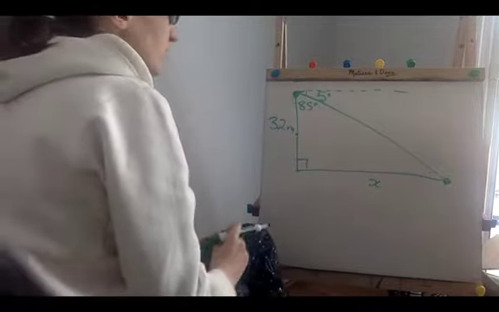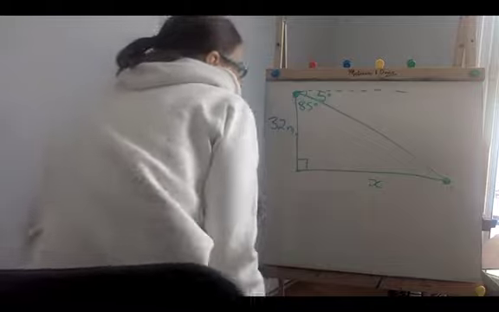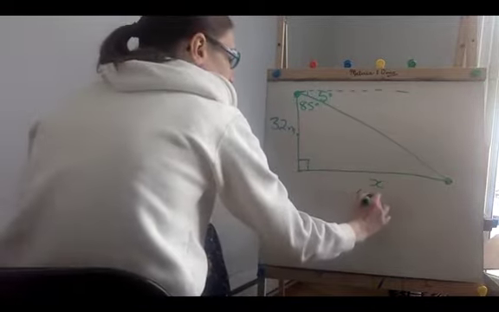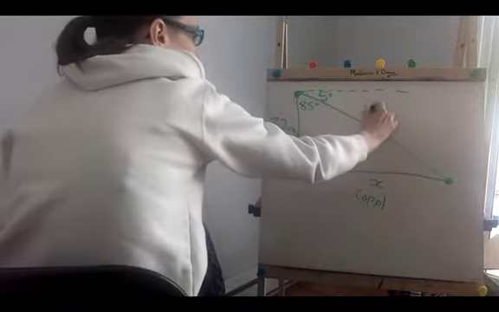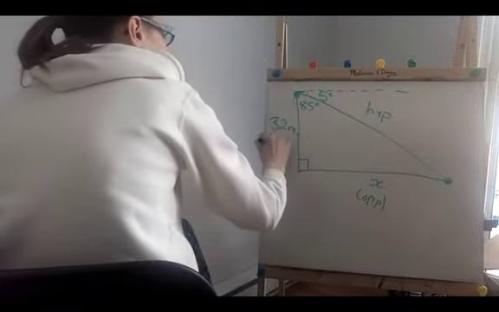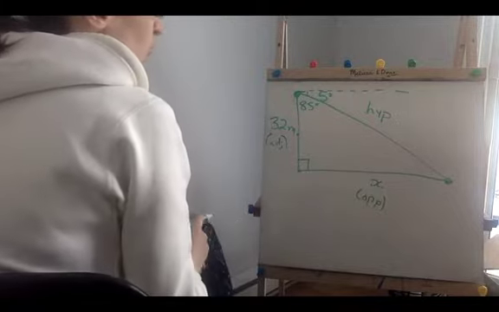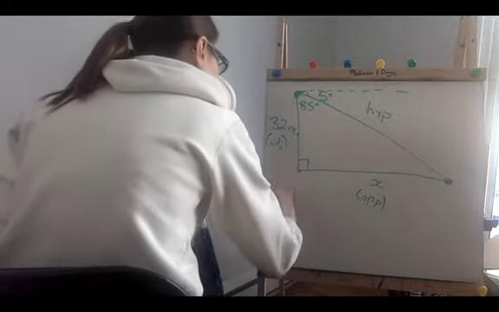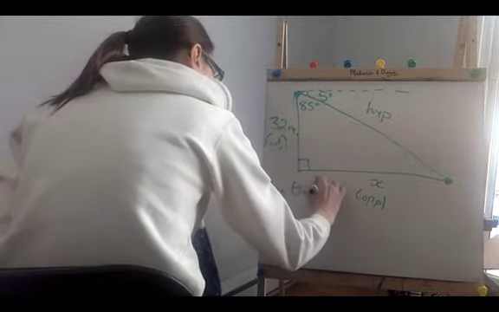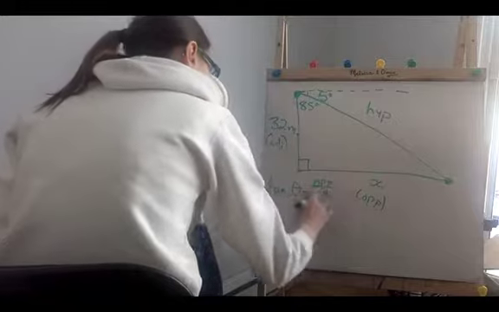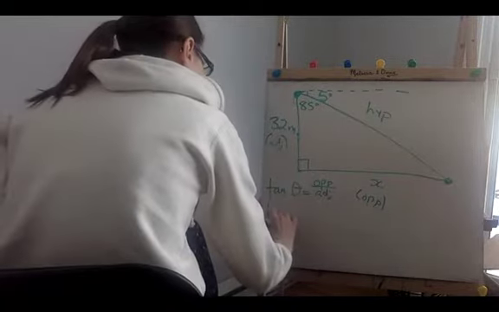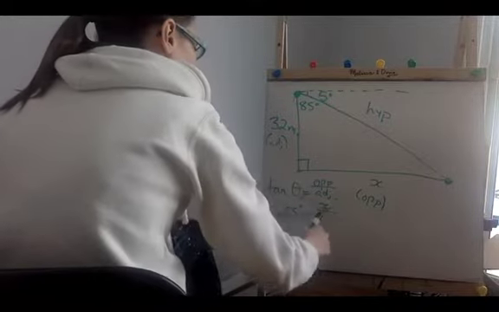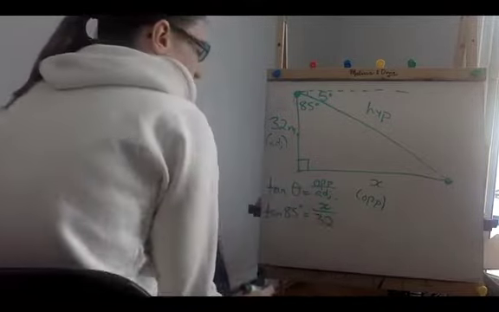If we do this and I decide to use the 85, I am ready to start setting up my trig ratios. There's my angle, which means this is my opposite side length. This is my hypotenuse because it's directly across from the right angle. And this is my adjacent. I have the adjacent, and I'm looking for the opposite, so that's a tan ratio. Tan theta is equal to opposite divided by adjacent. So tan of 85 degrees is equal to x, which is my opposite, divided by 32, which is my adjacent.